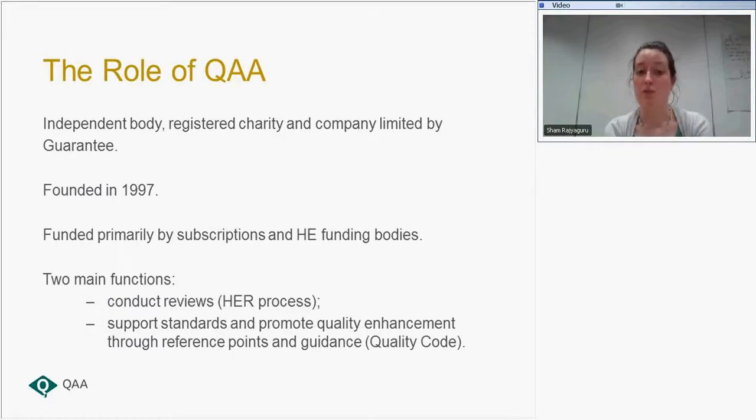We conduct reviews, which at the moment is called the Higher Education Review, where we look at how institutions and higher education providers manage their quality assurance processes. As already mentioned, we have student reviewers on our review teams, and we're currently recruiting. You can be a current student or a sabbatical officer, and we pay them for each review between £1,800 and £3,000. So if you know anybody that'd be interested, get them applying. We also support standards and promote quality enhancement.